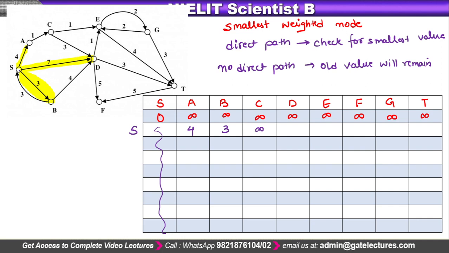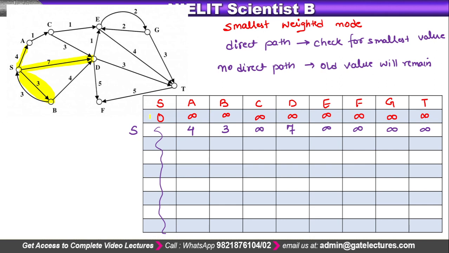Now, from S to D, there is a path that is weighted 7. So, I write 7 over here. Now, S to E direct path nahi hai. So, this will remain infinity. S to F direct path nahi hai. It will remain infinity. S to G nahi hai. It will remain infinity. And S to T nahi hai. It will remain infinity.